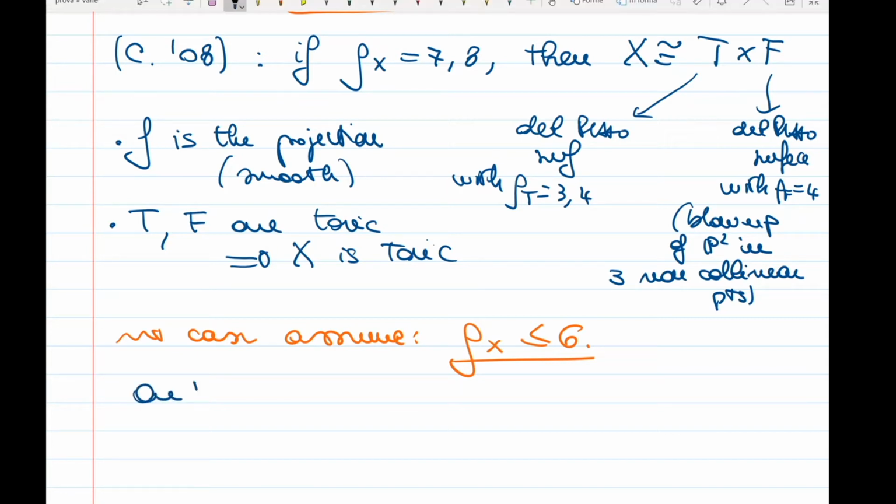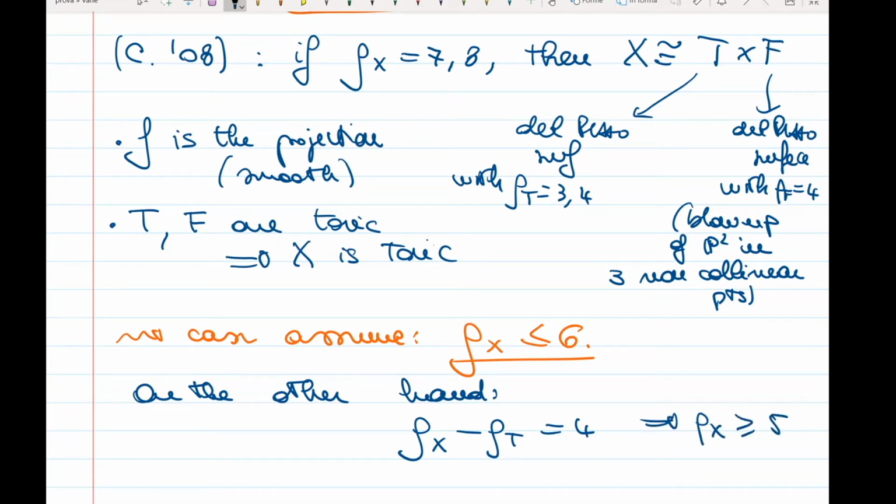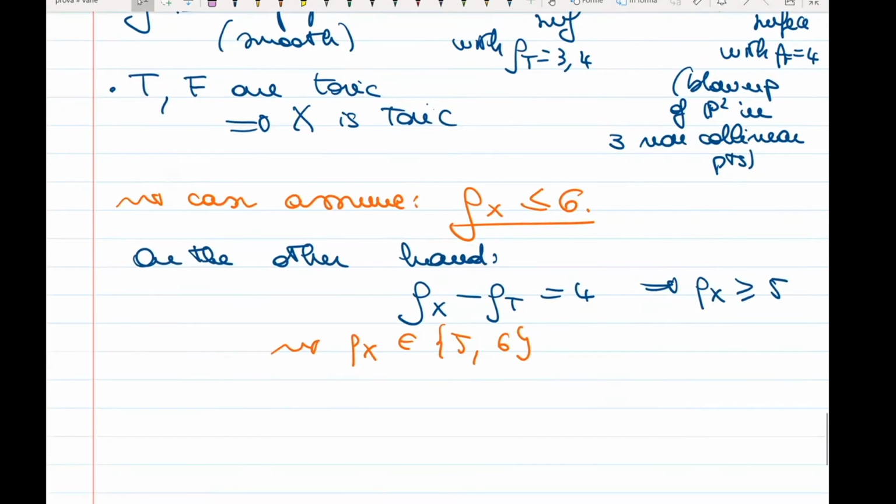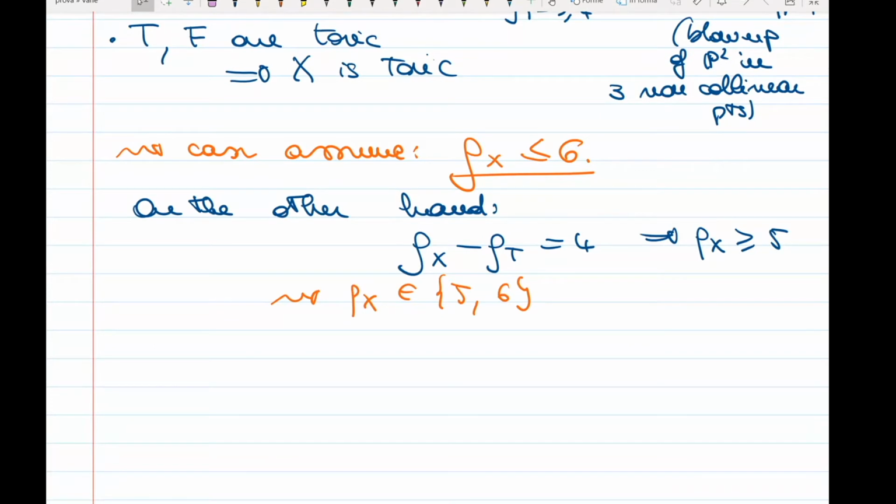On the other hand, remember I had that the difference of rho X and rho T is 4, and T is a surface, so rho T is positive, so the Picard number of X is at least 5. Okay, so in the end, the possibilities that we have to study are just these two, where the Picard number of X is 5 or 6. So our result that I want to explain today is the classification of the case of Picard number 5. Okay, so the classification of Fano fourfolds with delta equal 3 and rho equal 5.